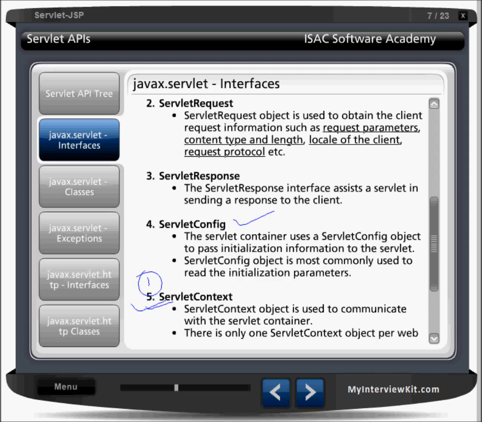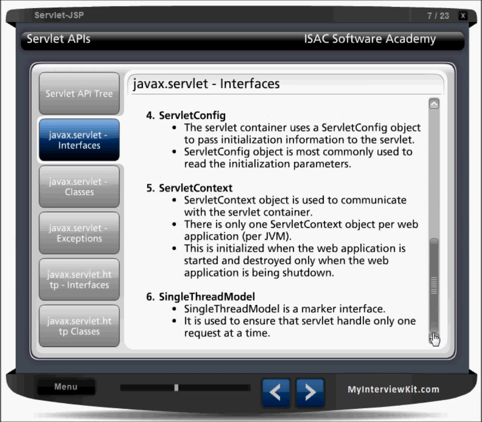Now you can set something. Let us say I have 20 servlets. The first servlet sets some value in the ServletContext. The remaining 19 servlets can retrieve whatever data has been set by the first servlet from the ServletContext. So it represents the environment of the servlet. It is used to communicate with the servlet container. There is only one ServletContext per application, as I said. It is initialized when the web application is started and destroyed only when the web application is shut down. So once the application is started, it gets initialized.